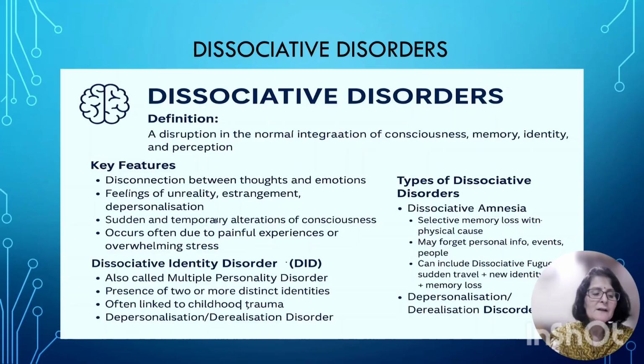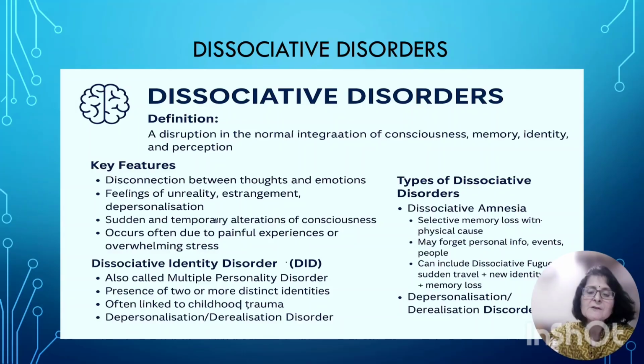Okay, so now let me discuss the case of dissociative amnesia. A woman survives a traumatic car accident where her spouse dies, while she is physically unharmed. She later cannot remember anything about the accident or even her spouse's name, though she recalls other aspects of her life. Okay, so this is the case of dissociative amnesia.